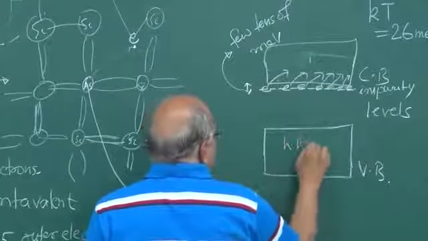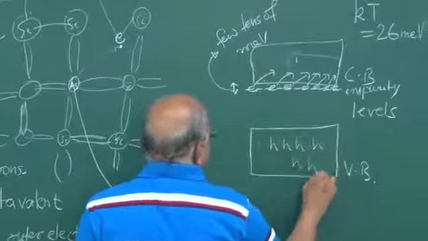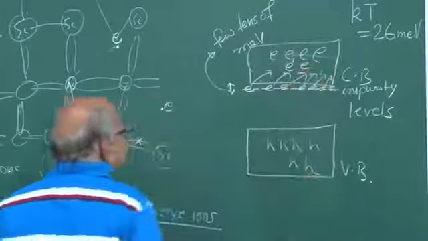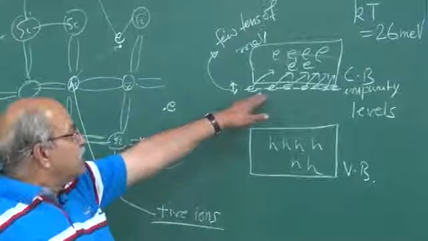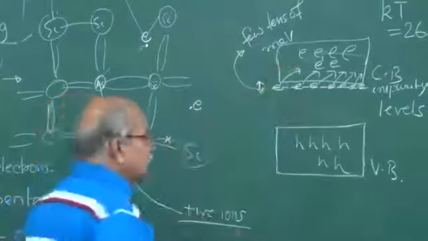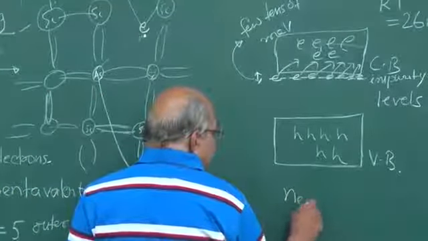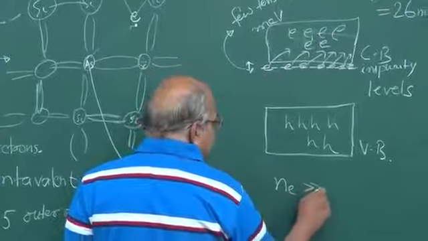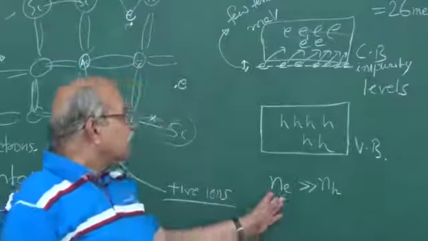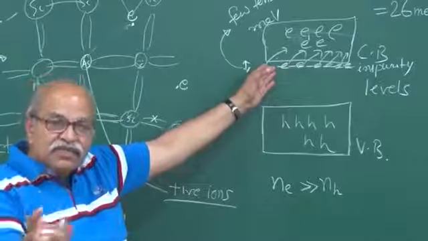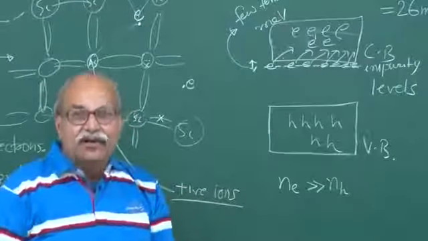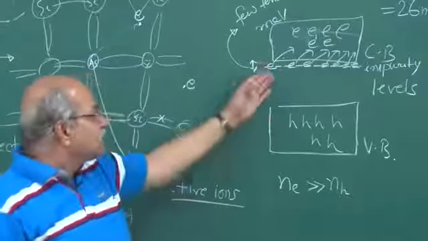Okay, so to start with, there were some holes and equal number of electrons, but then because of these impurity levels, these electrons have gone here, and so Ne is much greater than NH. How much greater? That depends on how much impurities we have doped, what fraction of total is arsenic. So that will decide this.